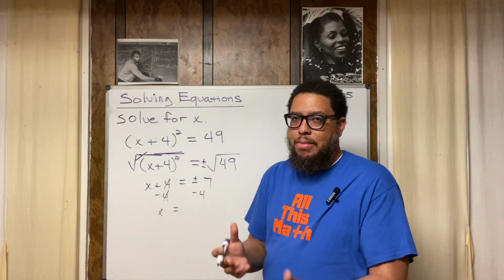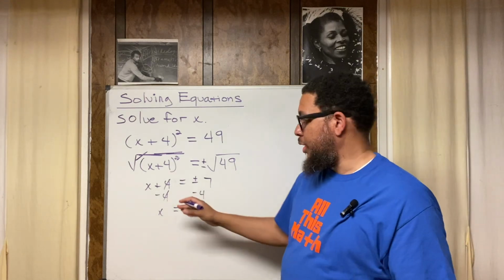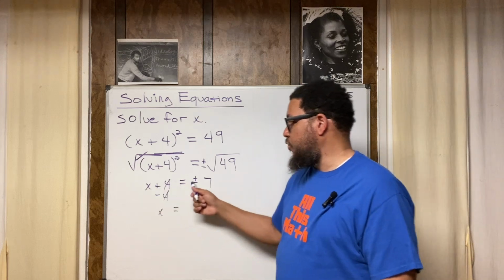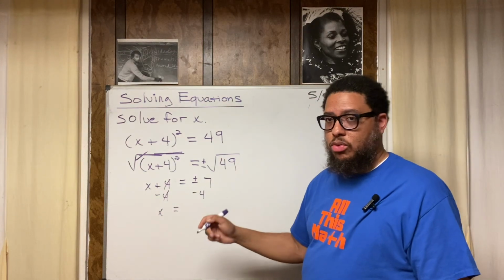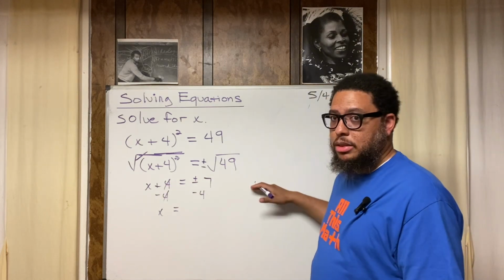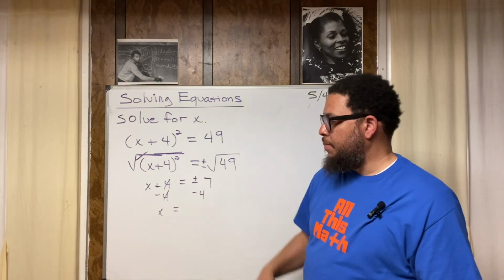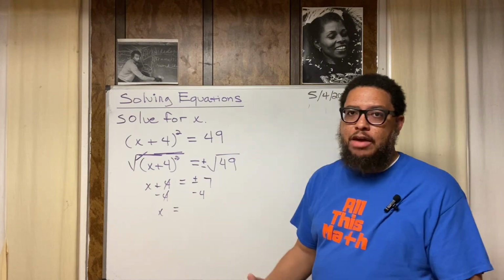We just write the plus or minus symbol to prevent us from having to write two separate equations at this point. Because I could have said x plus 4 equals 7, and then I could have also written x plus 4 equals negative 7. I could have written out the equation twice, but the plus or minus symbol prevents me from having to write the equation out twice.